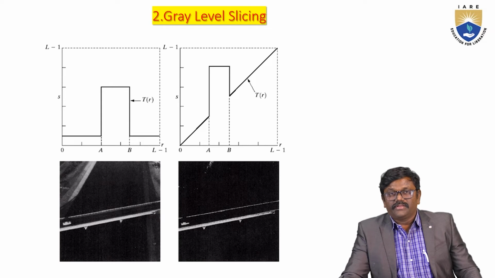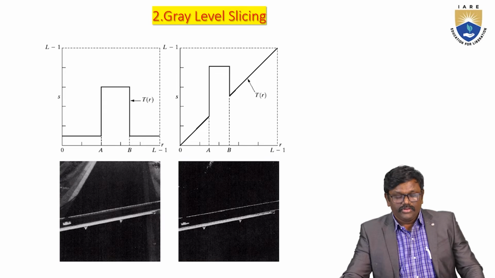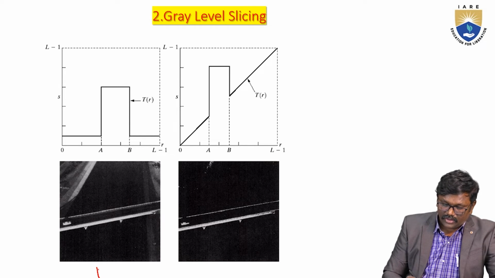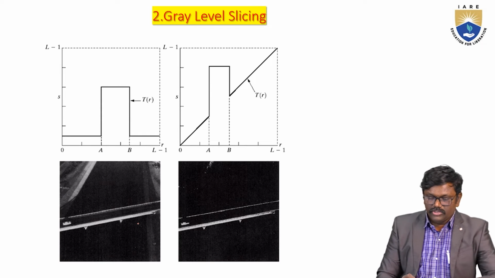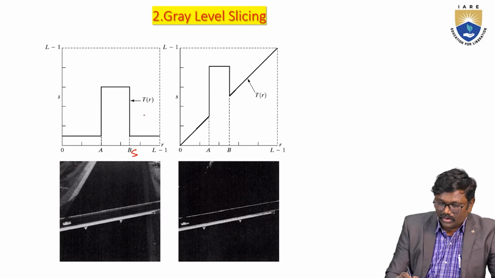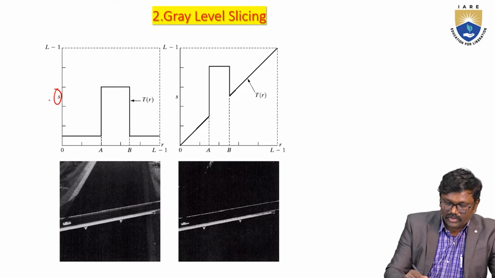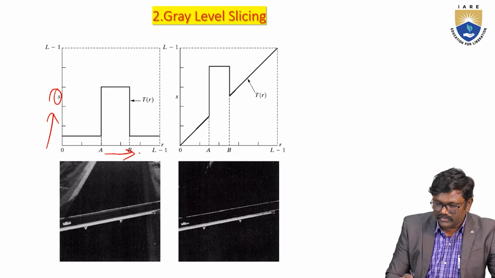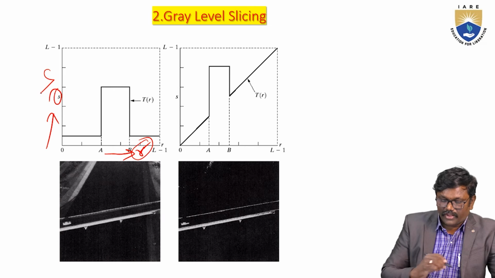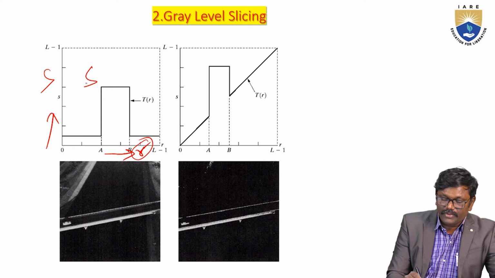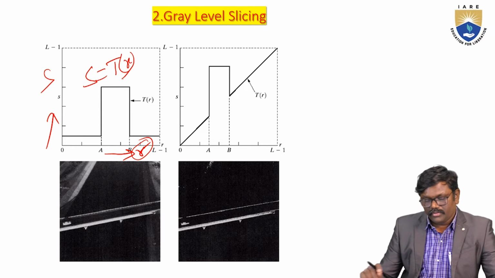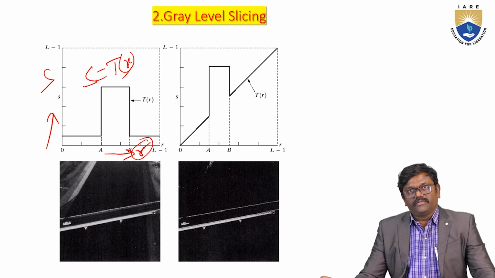Similarly, you want to see it in terms of gray level slicing also. For example, this is one of the original images. From this image, you see your S values will be varying. See, this is the S value on the Y axis, and the X axis is the R value. So this is the R value, this is the S value. What we want to understand is that S will become T of R.